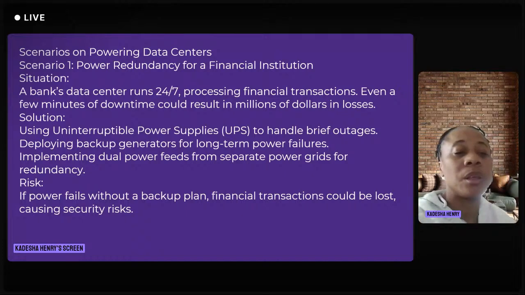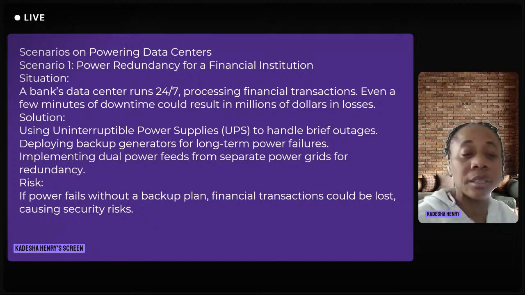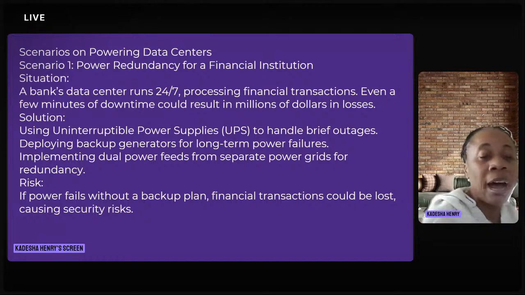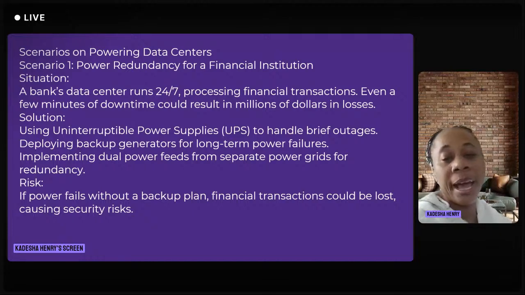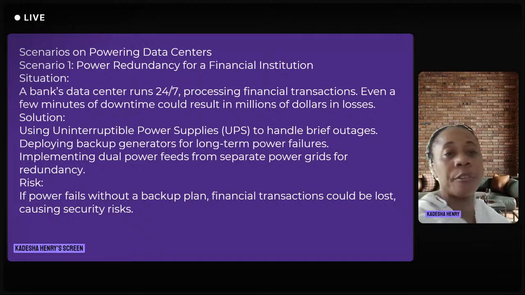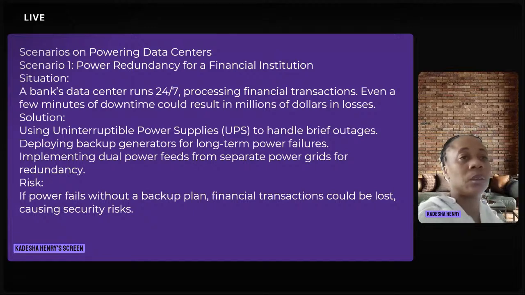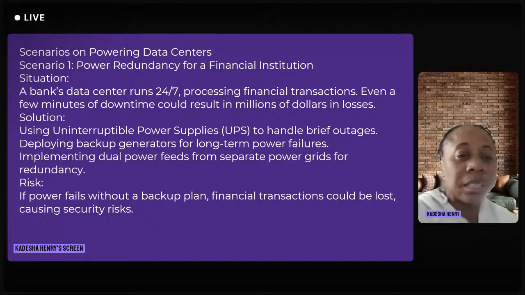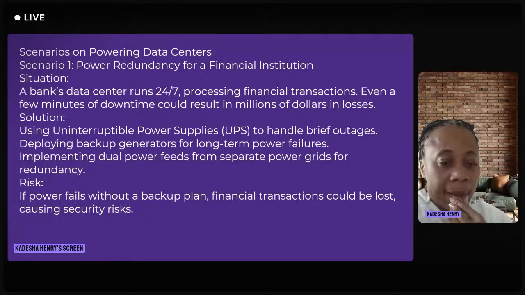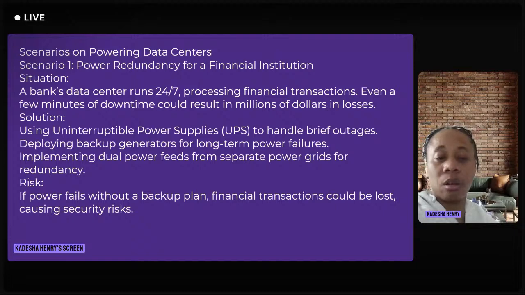If the power fails without a backup plan, financial transactions could be lost, causing security risk. So that's the risk. If you don't have a backup plan, if there is an outage, you need to make sure you have second copies and multiple copies in different locations. What are you going to do if the grid goes down? If the grid goes down, then everything is going to fail. And we don't want everything to fail.